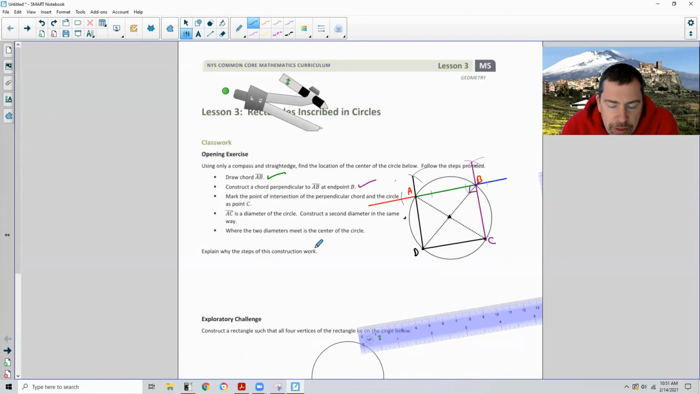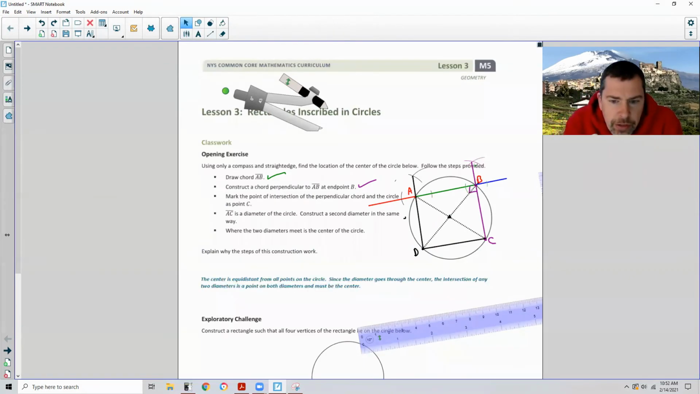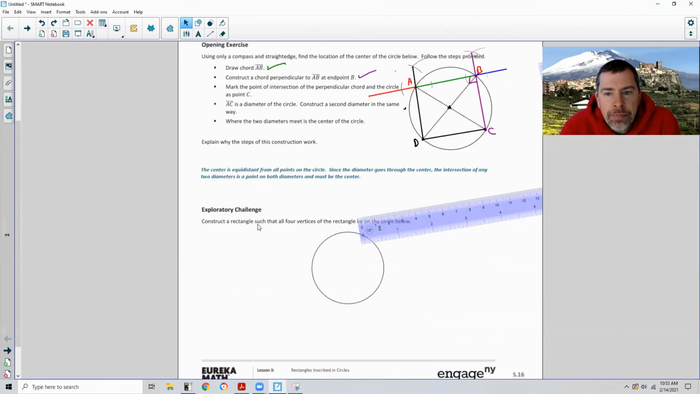Explain why the steps of this construction work. Okay, let me bring that explanation in. The reason is the center is equidistant from all points on the circle. Since the diameter goes through the center, the intersection of any two diameters is going to be a point on both diameters and must be the center. So I did this with a rectangle. I could have chosen two different points and created another, but anyhow, it doesn't matter how you do it.